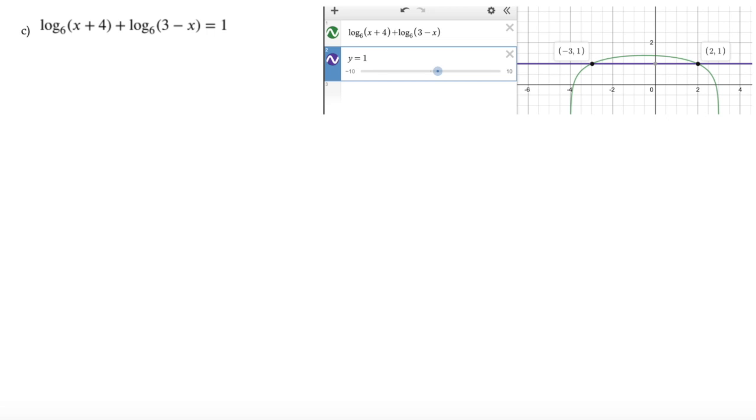Let's do another one where our logs are listed. Here I have log base 6 of x plus 4 plus log base 6 of 3 minus x equal to 1. What we can do at this point is use the product rule to combine our two logarithms together.